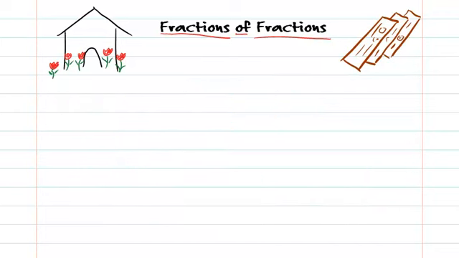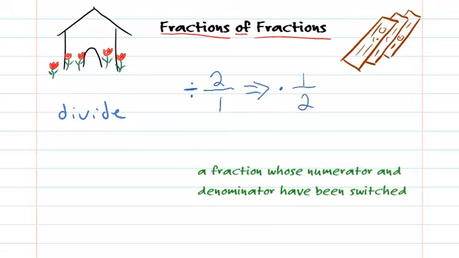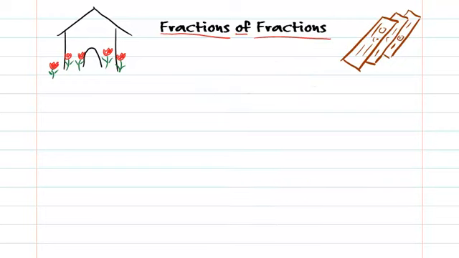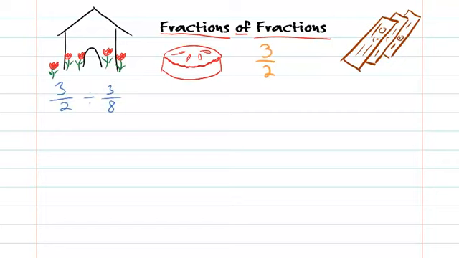Next, let's look at dividing fractions. If we divide by 2, it is the same as multiplying by 1/2, which is the reciprocal of 2, since 2 is 2 divided by 1, and we invert the fraction to get the reciprocal. So let's say that we have 3/2 of a pie, and we want to divide it by 3/8. To do this, we will want to find the reciprocal of 3/8, which is 8/3, and then multiply. So 3/2 multiplied by 8/3.